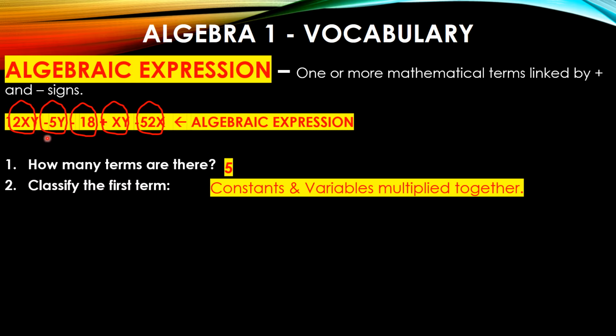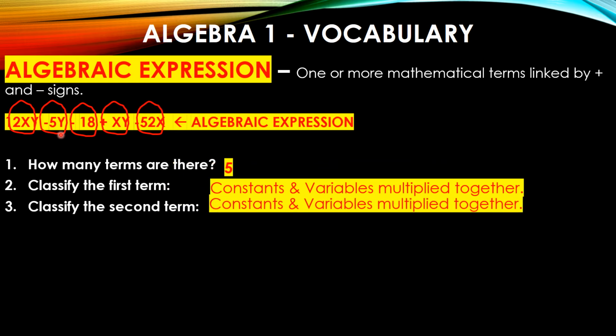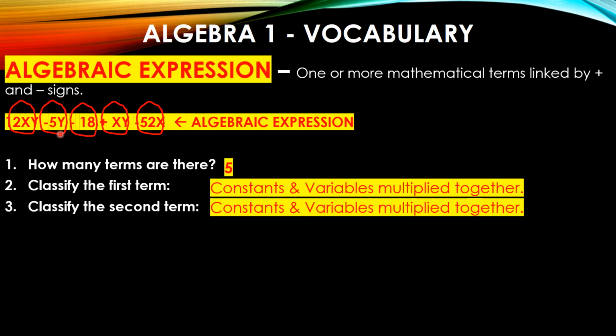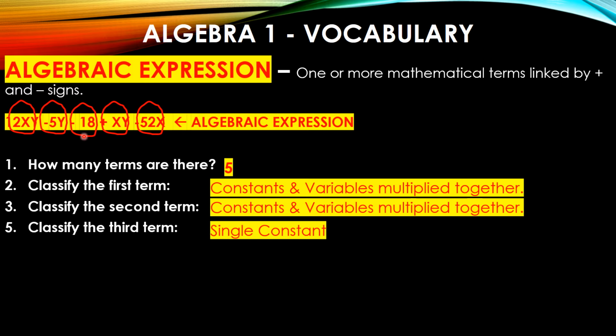So let's classify the second term. I've got negative 5y. So negative 5 is a constant, and y is, what is y? It's a variable. And so negative 5y really means negative 5 times y. So I classify that also as constants and variables multiplied together. So here's my third term. We're going to classify it. I've got negative 18. And so negative 18 is it a variable? Right. It's actually a constant. So negative 18, we'll classify that as a single constant.